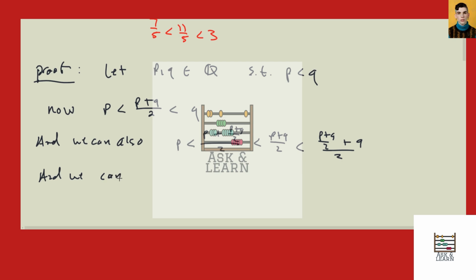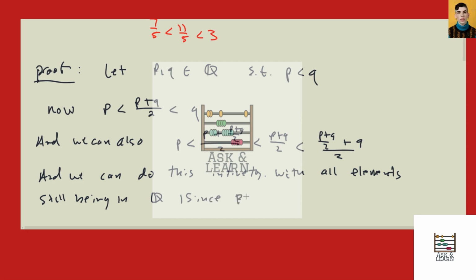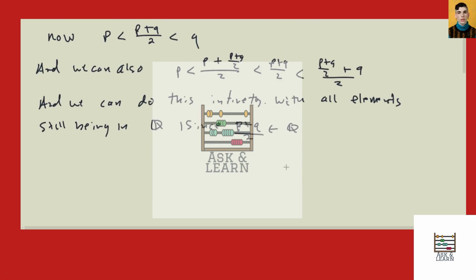And we can do this infinitely with all elements still being in Q, since P plus Q divided by 2 is an element of Q for all P, Q elements of Q.